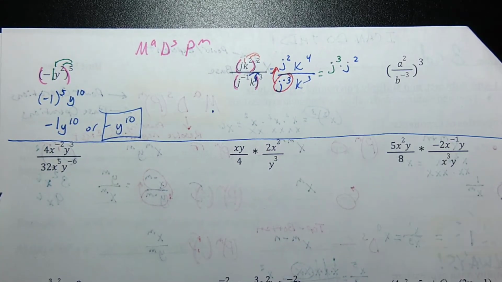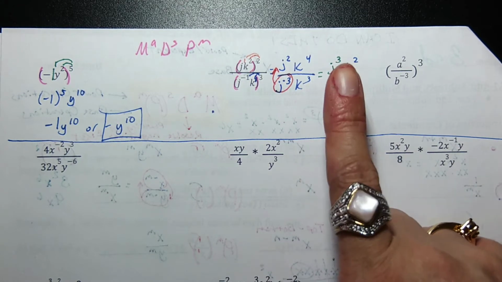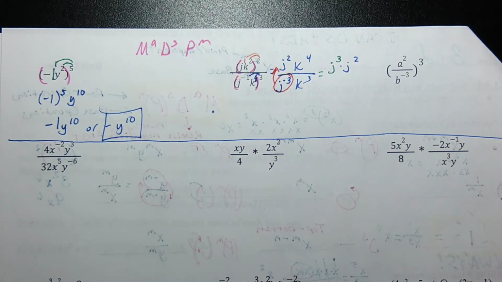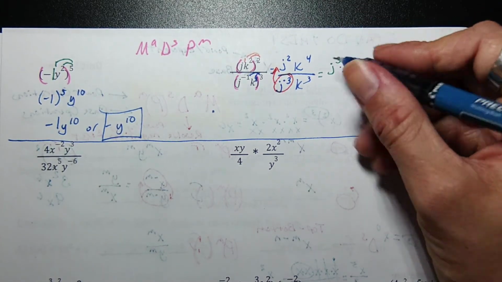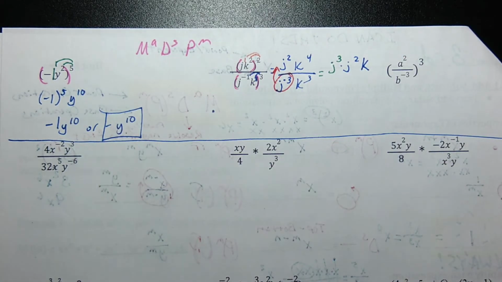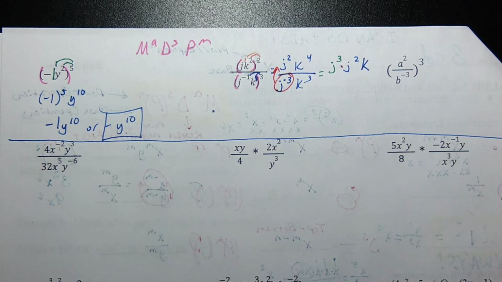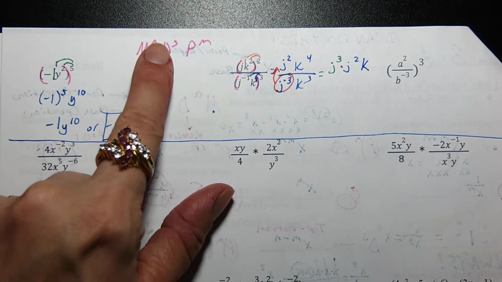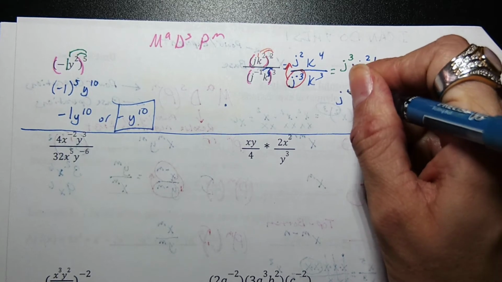Now for my k's, these are separated by division, so what operation will we use to simplify? Subtraction. So 4 minus 3, we get k to the 1st, or just k. And then my j's are separated by multiplication. So what operation will we use on the exponents? We're multiplying the bases. We add the exponents. So j to the 5th, k.